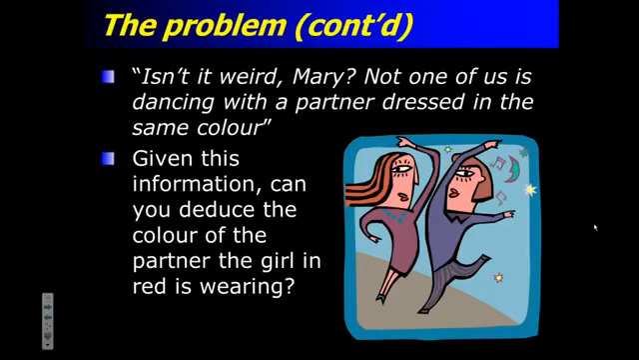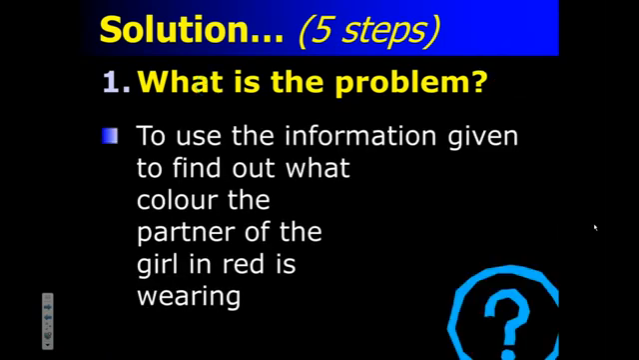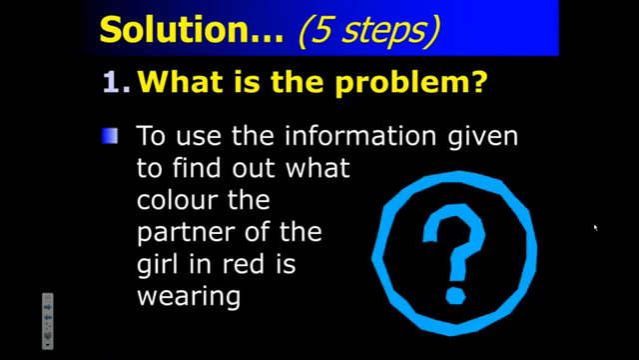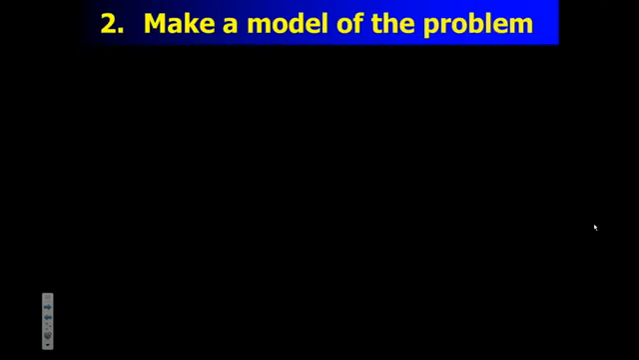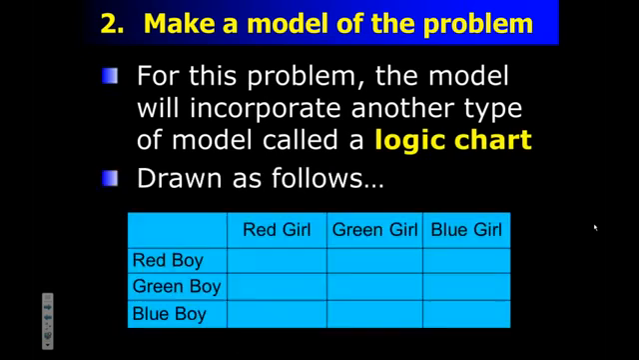Okay, so let's break this down. Step 1, this one's pretty well defined. What color is the partner of the girl in red wearing? There's not a lot of ambiguity here. It's well defined. So I kind of have step 1 done. It's easy. I move on. Step 2, model. Well, I don't know if algebra is going to help me solve this one. I think this is kind of like a logic problem. So for this one, maybe I'll use something like a chart and kind of logically work it out.